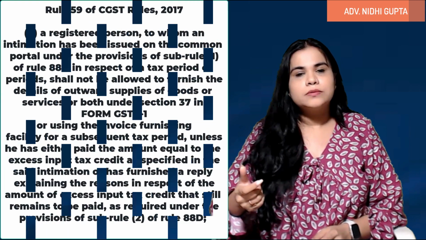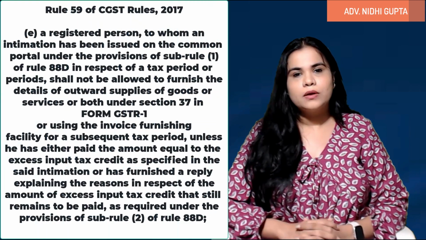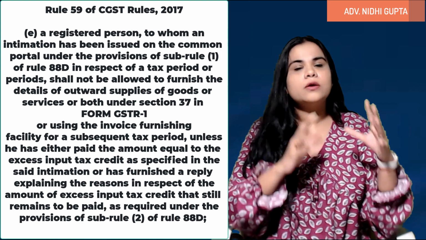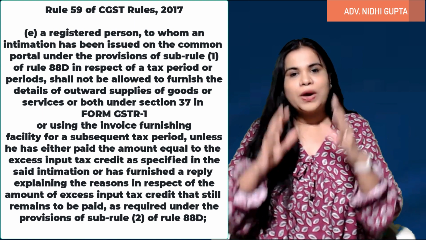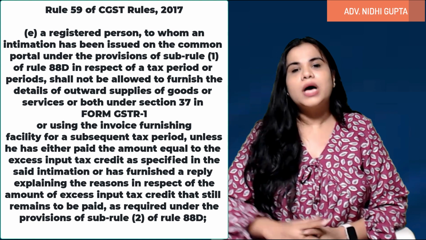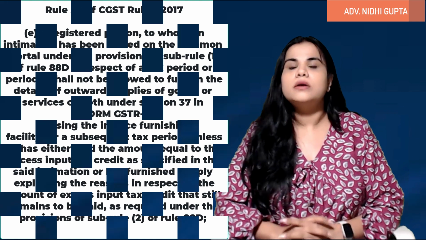So if you look closely at all of the amendments that have been brought in, Rule 88D was not so much inserted to create a recovery mechanism in case of GSTR 2B 3B mismatch. Rather, this rule has been inserted to curb the dummy suppliers from passing on ineligible ITC, by making suitable amendments in Rule 59 also, whereby no such recipient would be allowed to file his GSTR-1 for subsequent period unless he pays the amount or furnishes a reply.